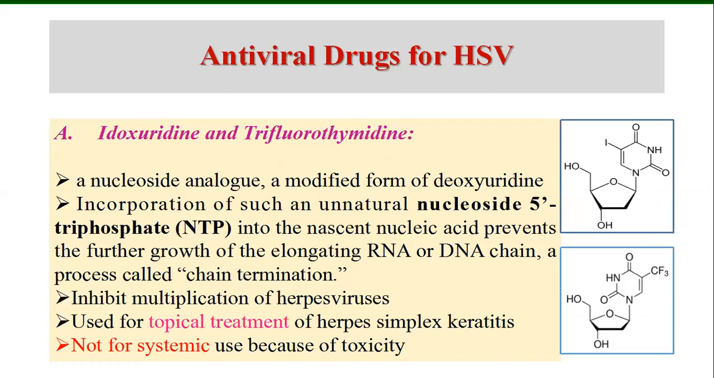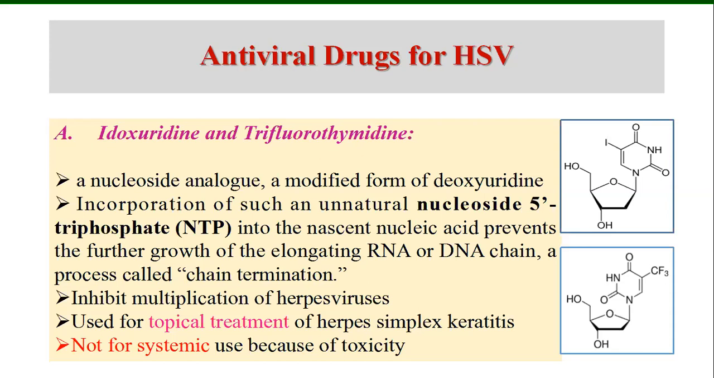Next is the treatment. There are many drugs now being used for the treatment of HSV, both 1 and 2. Idoxuridine and trifluorothymidine are two nucleoside analogs, modified forms of deoxyuridine. In this picture, at the top you can see the substitution of iodine, and at the bottom you can see the substitution of 3-fluorine.